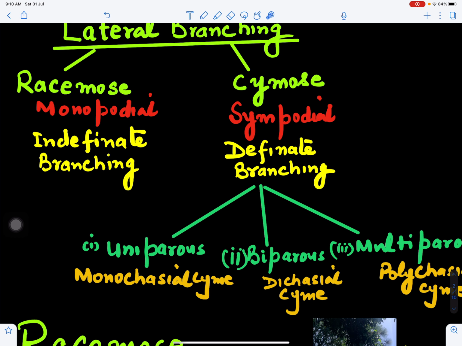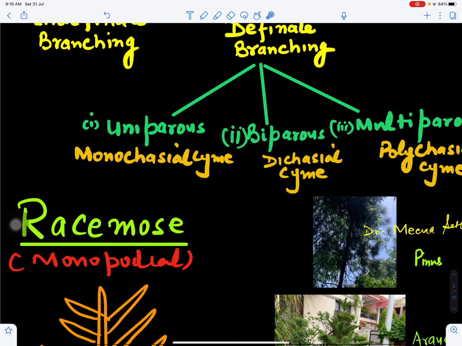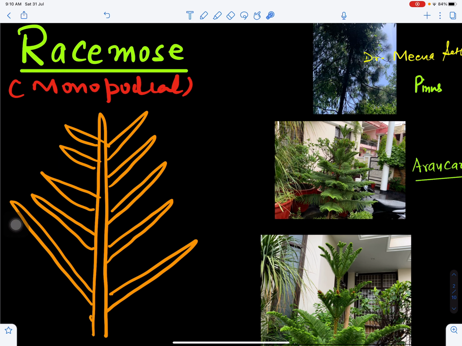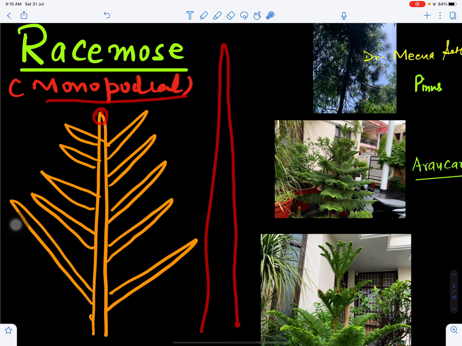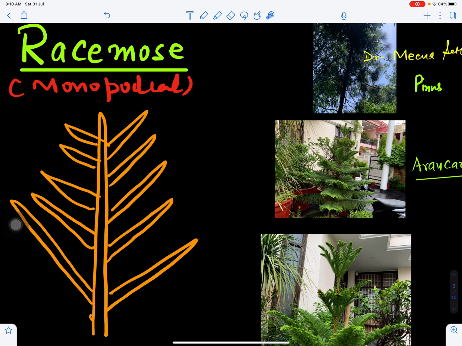This is a type of lateral branching pattern. Now we can see here, this is the main stem and this is growing by a single axis only, right? So when this is growing by a single axis, it is not formed by fusion of many branches. So this is called monopodial growth. And here the growing point is located, and this can keep on growing indefinitely, like we can see in the case of eucalyptus.